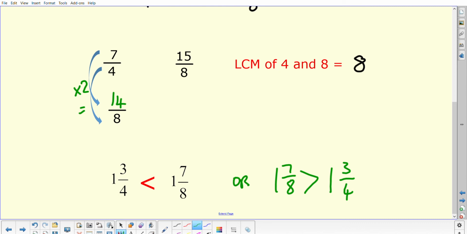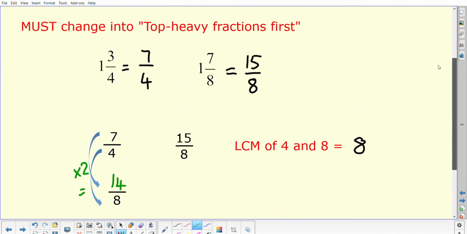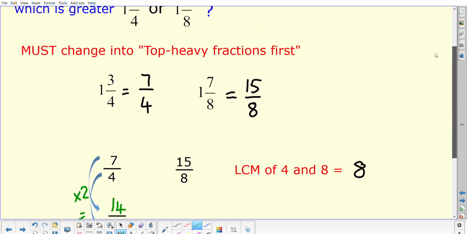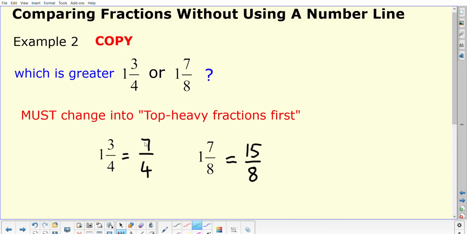So you're now going to practice this technique of comparing fractions by changing into equivalent fractions where the denominators are the same. Remember, as soon as you change your denominator, you also need to change the numerator by the same scale. And to make the denominators the same, you should be looking for the lowest common multiple.